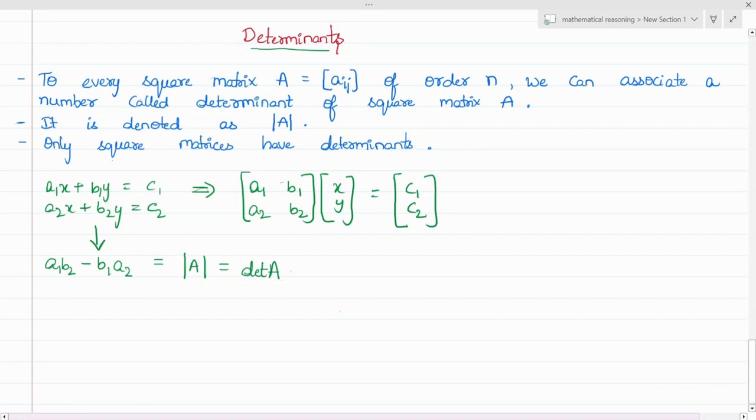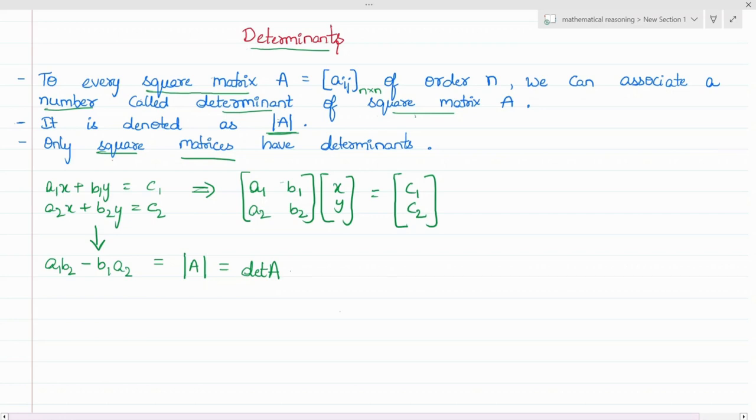Now let's see the definition. To every square matrix A, a square matrix of order n, that is n cross n, we can associate a number called the determinant of the square matrix A. So basically, the determinant exists only for square matrices, and for each and every square matrix there is a determinant, which is a number which represents the whole matrix. And it is denoted by det of A.